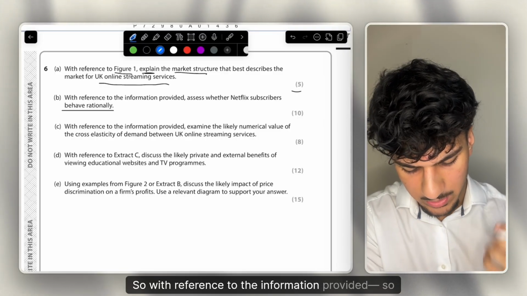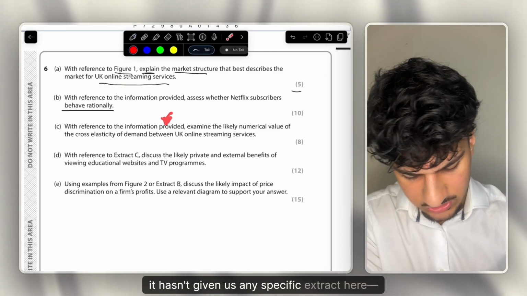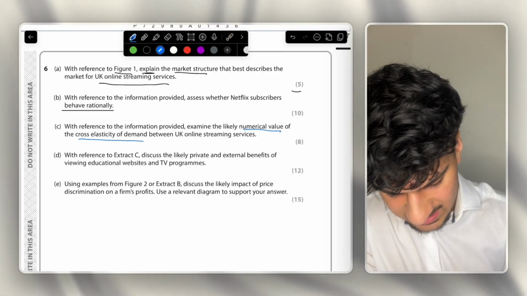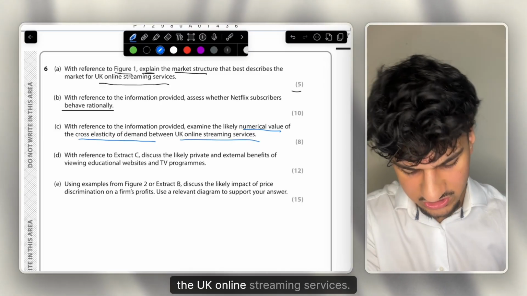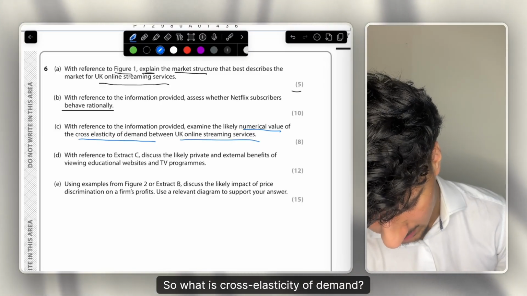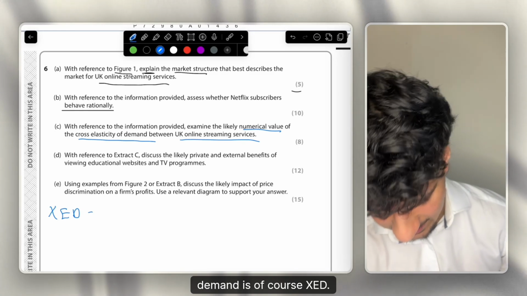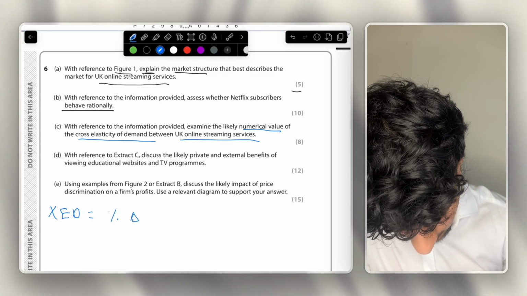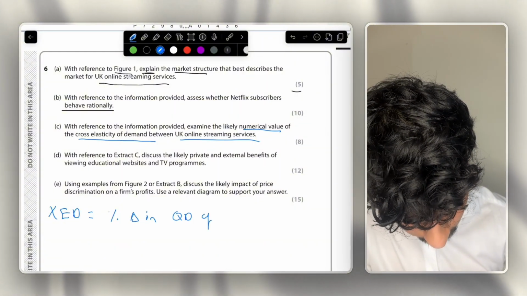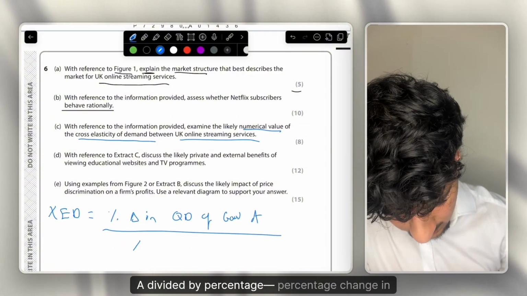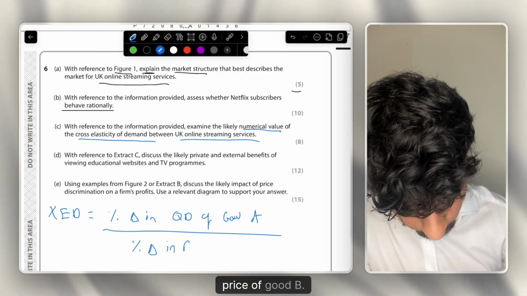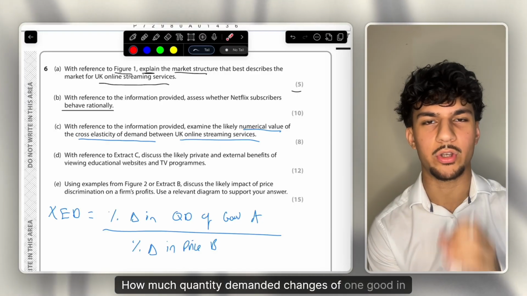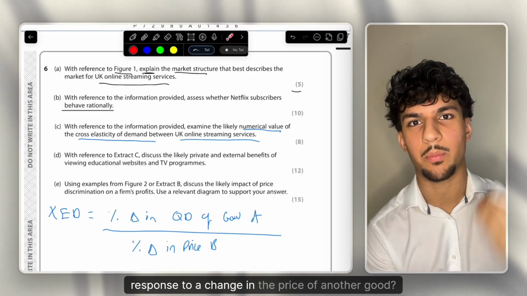So with reference to the information provided, so it hasn't given us any specific extract here, examine the likely numerical value of the cross-elasticity of demand between the UK online streaming services. So what is cross-elasticity of demand? Cross-elasticity of demand is of course XED. And XED is percentage change in quantity demanded of good A divided by percentage change in price of good B. And what does that mean? It is how much quantity demanded changes of one good in response to a change in the price of another good.